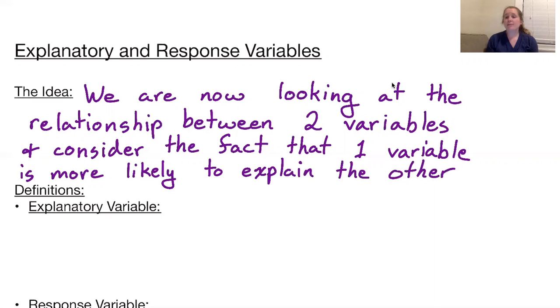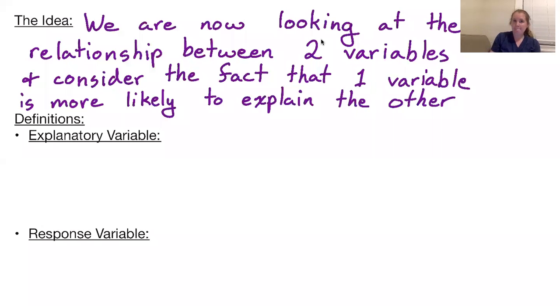For our definitions, I'm going to go with a very informal definition. The explanatory variable is the variable that is more likely to explain the other variable than vice versa.